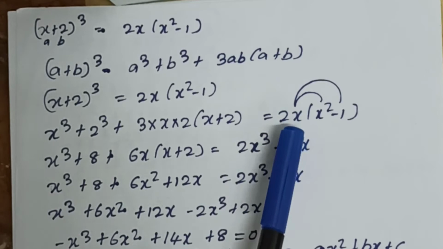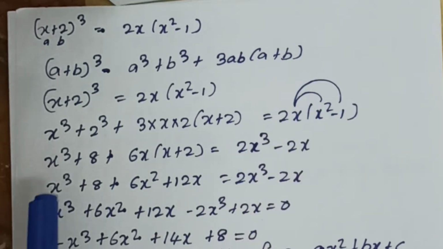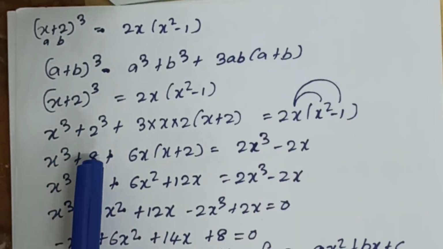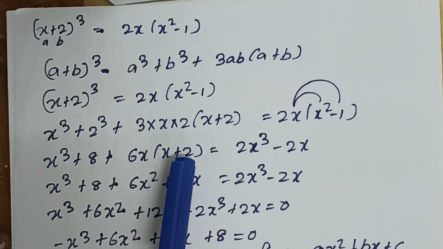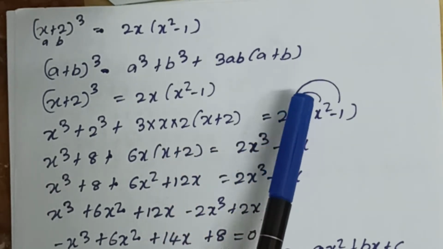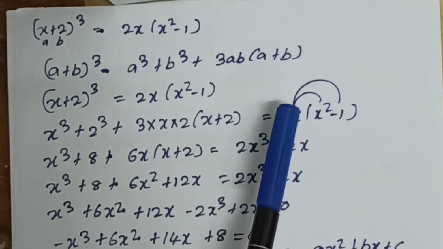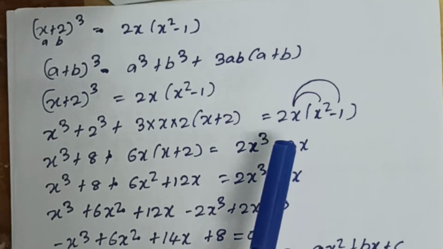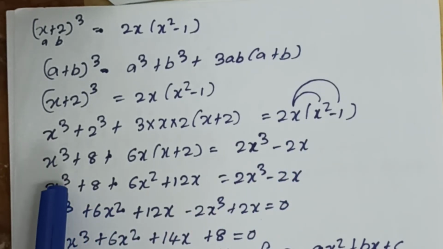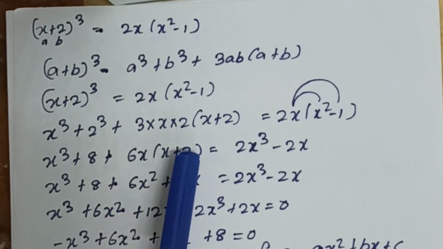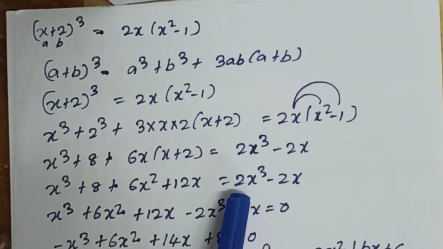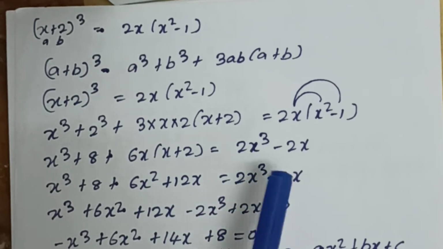Right hand side it is 2x(x² − 1). Now we have to multiply that. x³, so here it will be x³. 2³ is 8. 2 3s are 6, 6x into (x + 2). Right hand side, 2x into x² is 2x³. 2x into minus 1 is minus 2x. Now x³ plus 8 plus 6x². Again 6x into 2 is 12x, equal to 2x³ minus 2x.